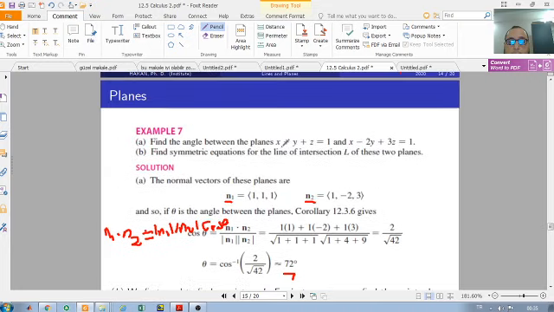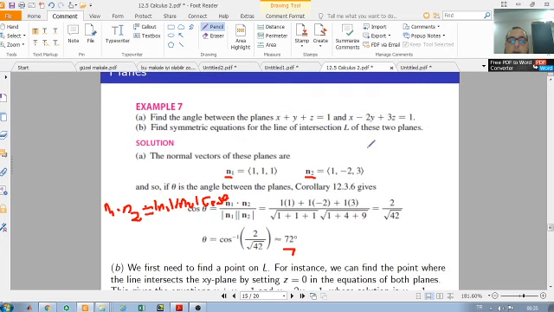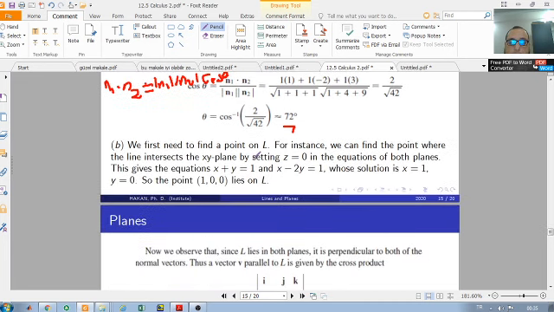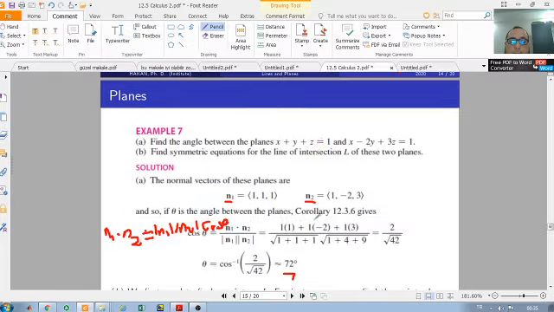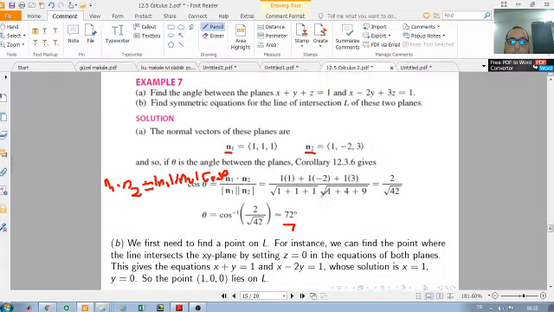So how can we find it? Since this is the intersection of these two planes, choosing a value for one of the variables and obtaining a common solution for the other variables, we obtain a point on this line. Therefore, we set z equal to 0 in the equations of both planes. So this gives the equations x plus y is equal to 1 and x minus 2y is equal to 1.